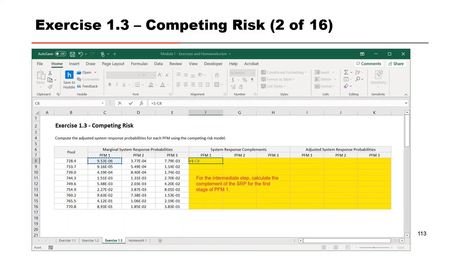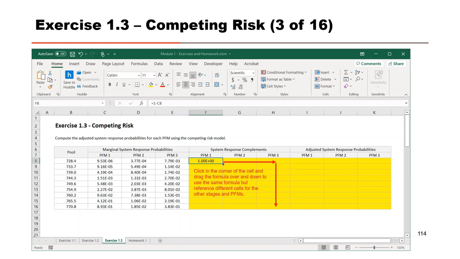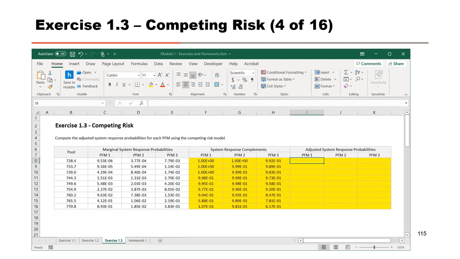First, we will calculate the complement for each marginal probability by taking 1 minus that probability. We take 1 minus cell C8. Next, we click the corner of the cell and drag the formula over and down to fill out the rest of the complements. Having the complements will come in handy in the next step when we calculate the adjusted probabilities.